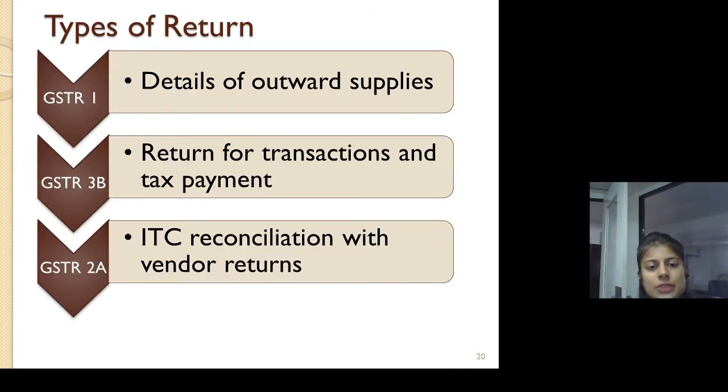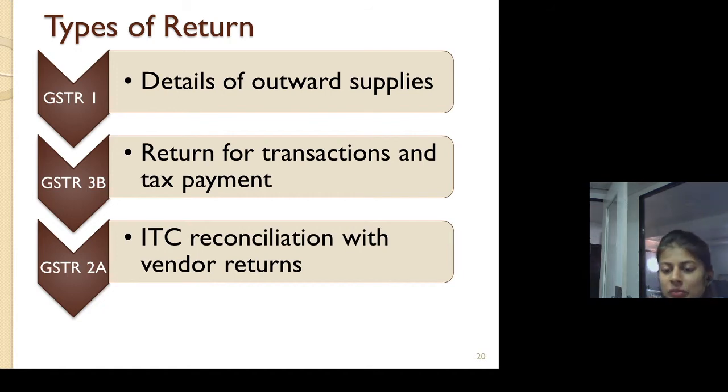See, for a regular taxpayer, there are 3 main returns, that is GSTR 1, 3B and 2A. Actually, instead of 1 and 3B, it should have been 1, 2 and 3. But due to compliance issues in the implementation, it has not yet been notified and not yet started. The regular practice is 1, 3B and 2A till now.